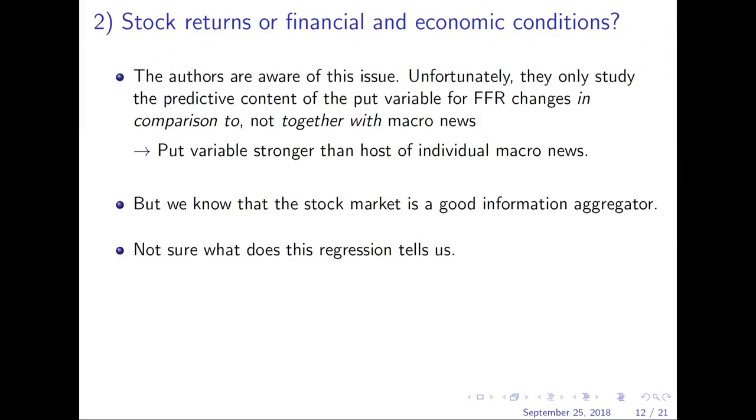And the authors are aware of this issue, so they do control for macroeconomic news. Unfortunately, they only study the predictive content of the put variable for federal funds rate changes in comparison to, and not together with, macro news. And in these regressions, and Annette showed the results, they find strong evidence that the put variable is stronger than a host of individual macro news. But we know that the stock market is a good information aggregator, so I'm not quite sure what we learn from this regression, just comparing R squares of regressions of federal funds rate changes on past stock market returns in comparison and not jointly with macroeconomic news.